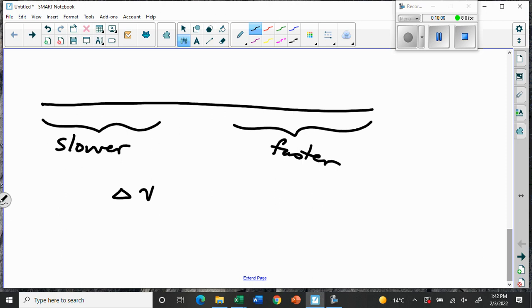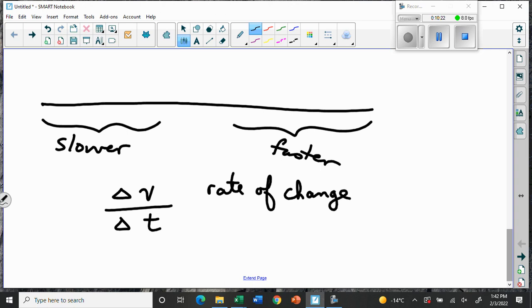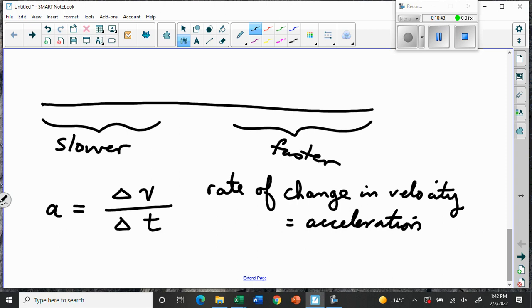And of course, it takes time to change your velocity. So we could compare the change in velocity to the change in time and get what we would call the rate of change. Remember, when you compare anything to time, it's called a rate. So the rate of change in velocity. And what is that? Well, that's speeding up and slowing down, right? How fast you change your speed is called your acceleration. So now we have a way to describe this acceleration idea, rate of change in velocity. So we write something like this.